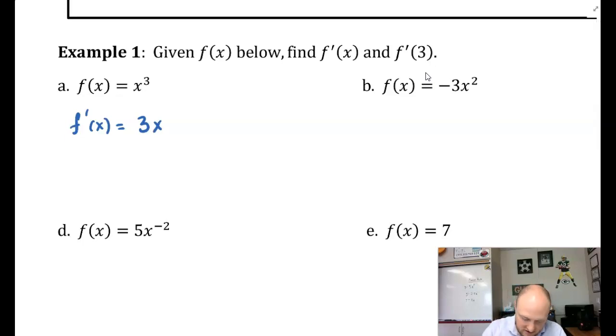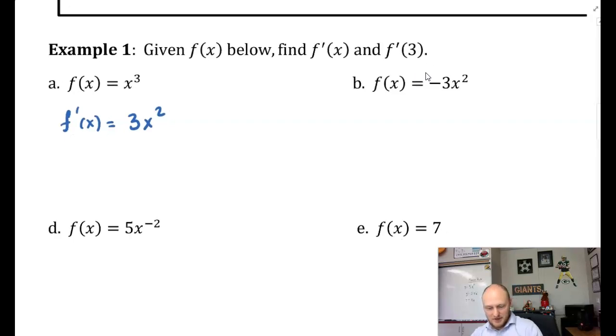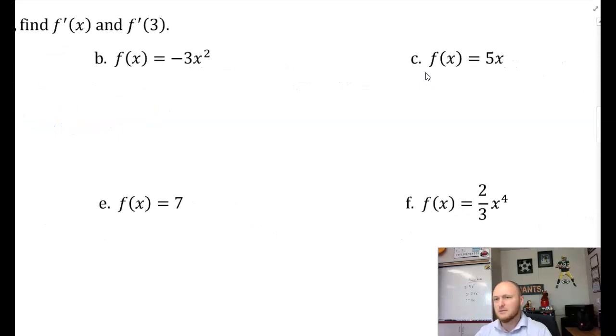3 minus 1, what is that, class? Very good, 2. 3x squared, there's the derivative. Oh my gosh, wasn't that way easier than using the limit definition? Man, I know you're hating me for those couple of days that we spent agonizing over the limit definition. B, f of x is equal to negative 3x squared. What's f prime? Well, I'm going to multiply by the power, so negative 3 times 2 is negative 6, x to the power of 1. You don't have to write x to the power of 1, negative 6x. There's your derivative.